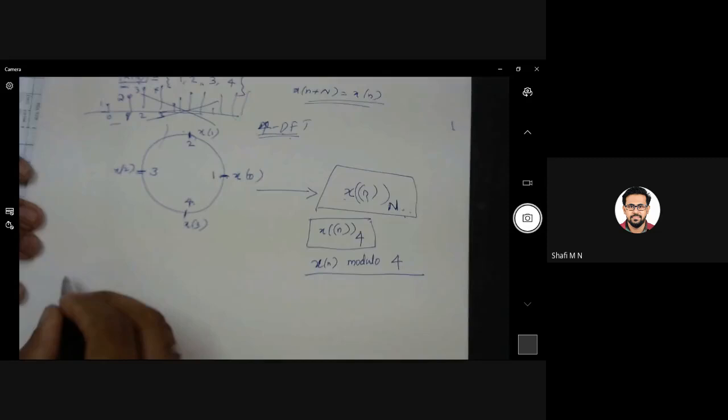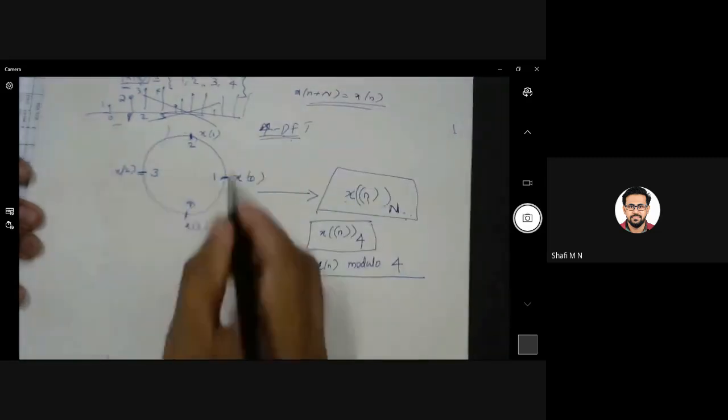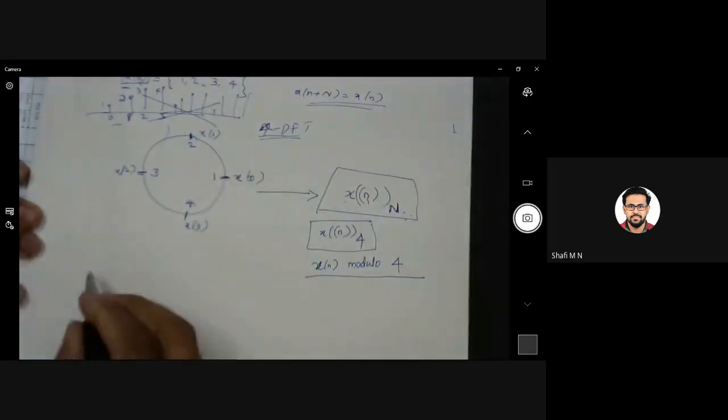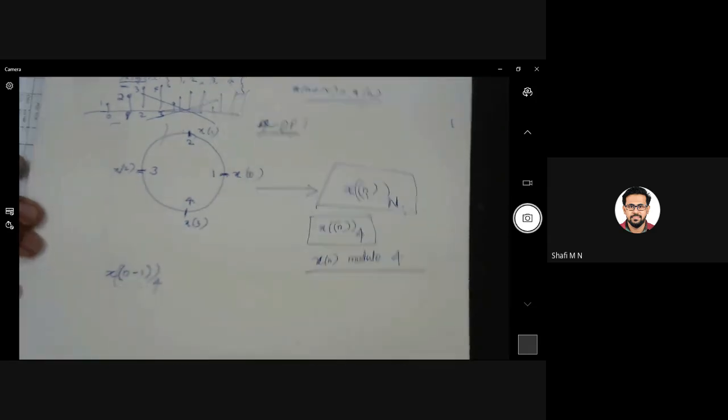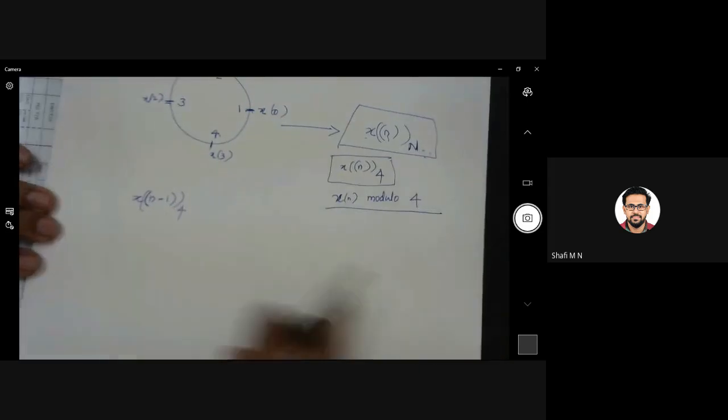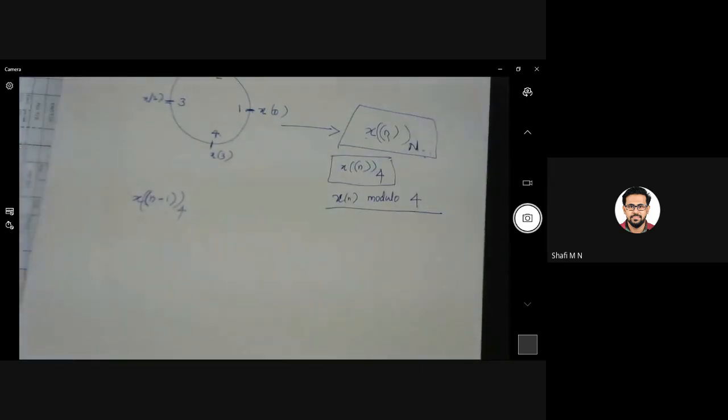So this is my question. You consider this sequence. Assume the signal is noted down. So the task is: you find x of n minus 1 modulo 4. You draw the signal. Quickly plot x of n minus 1 modulo 4.